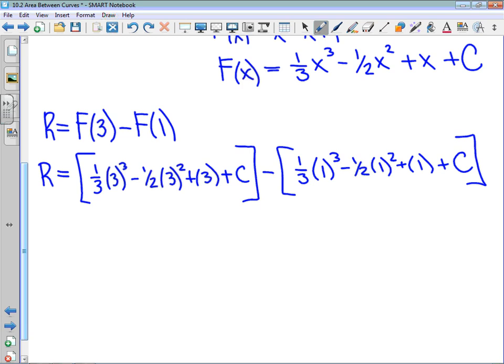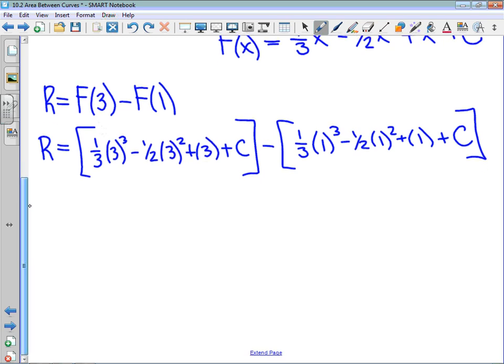Going through this, I hope this is not going to be too much of a struggle. This is basically just adding fractions together. So I'm going to write a little bit of work here. I'm going to say that R is equal to 1/3 times 3 cubed is just 3 squared. So I get 9 minus 9 halves plus 3 plus a constant. I'm going to apply that negative. So we're going to be subtracting 1/3. I'm going to be adding 1/2. I'm going to be subtracting 1, and I'm going to be subtracting that constant.